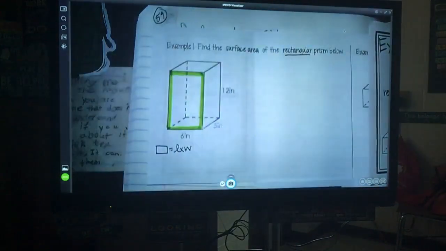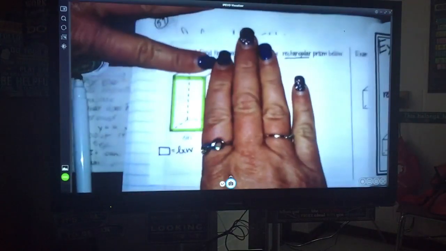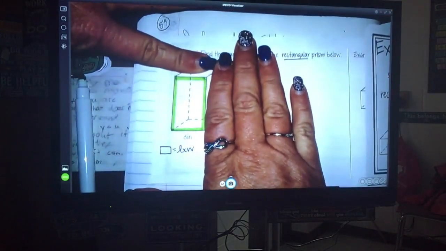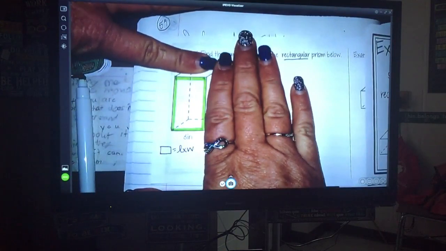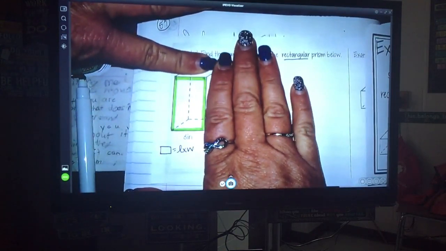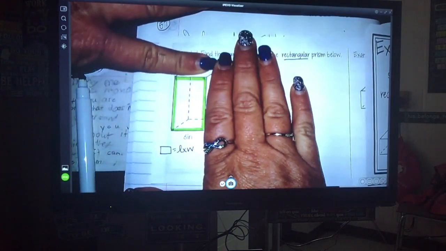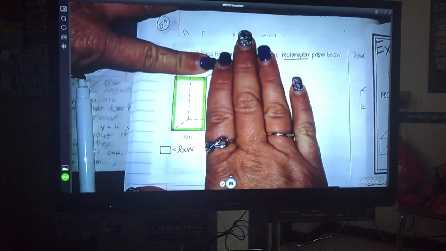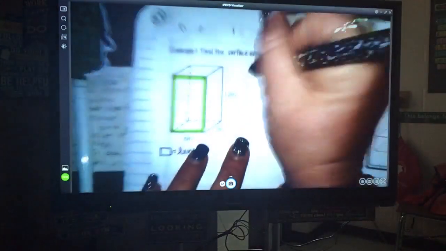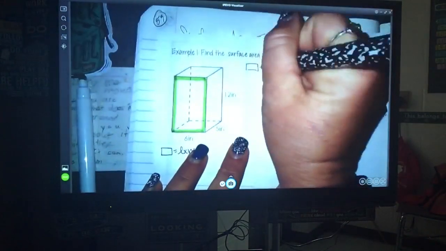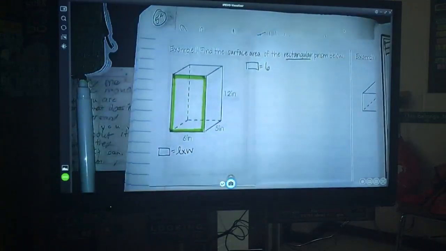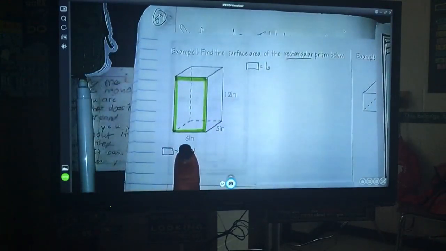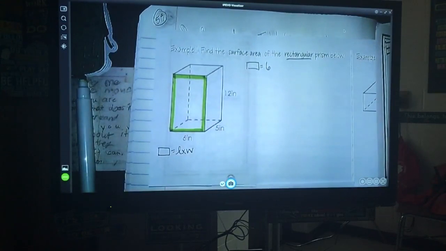Now, do I have a length and a width for this one? Yes, but no, right? I have a length and a width, but do you see two numbers for that? No. So for my first rectangle, I know that I'm going to multiply by 6 because that is my base, or that is my width. How do I find my length?